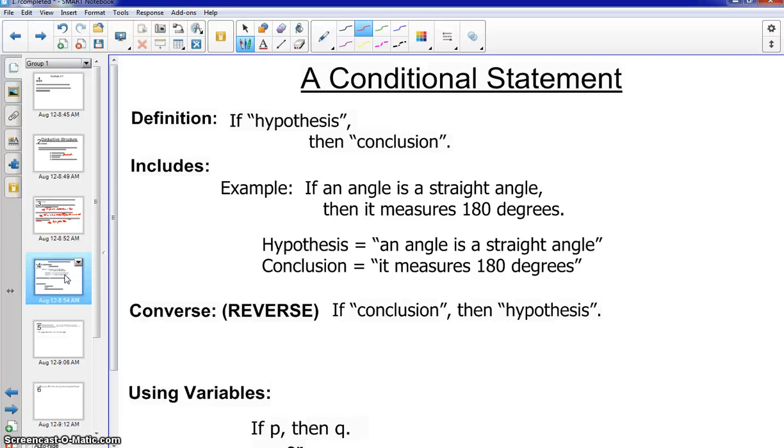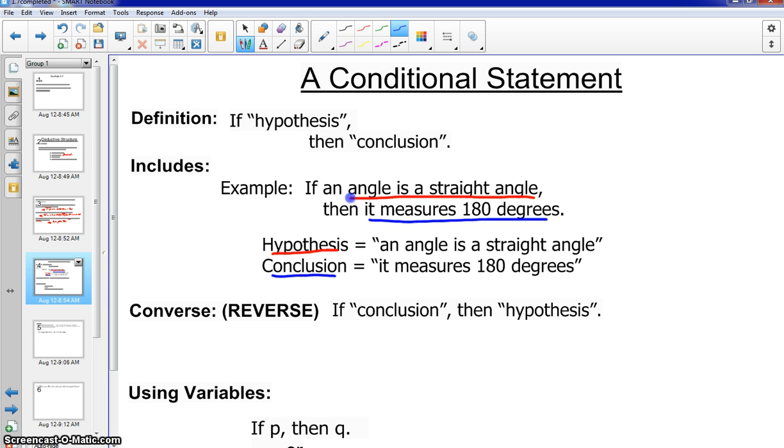So if we take a look at our example here, which we did on the previous page, if an angle is a straight angle, then it measures 180 degrees. The hypothesis is the if portion. An angle is a straight angle. The conclusion is the then portion. Then it measures 180 degrees.